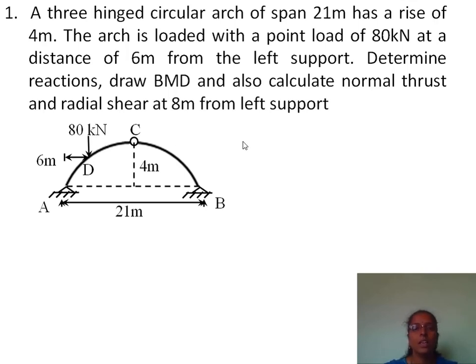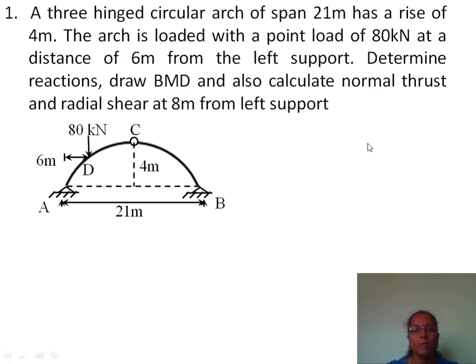So this is the given problem for which you have to find the reactions, draw the bending moment diagram, and also calculate normal thrust and radial shear at 8 meter from the left support. This is point D, which is at 6 meter, and you have to find normal thrust and radial shear at 8 meter. So we will designate it as E, at 8 meter from the left end.